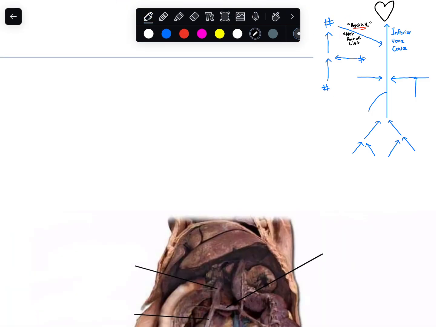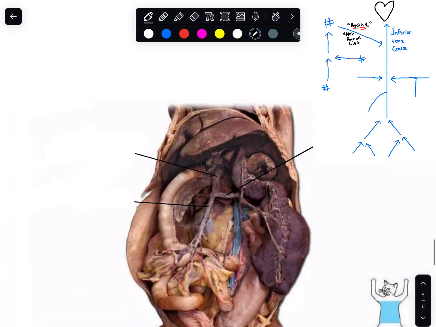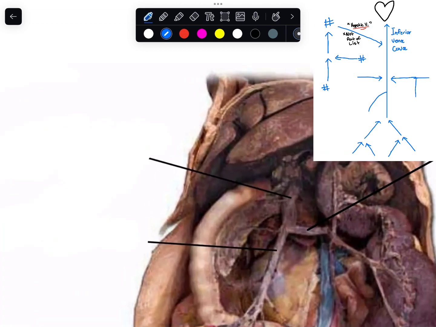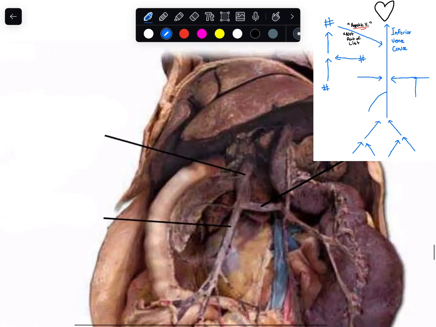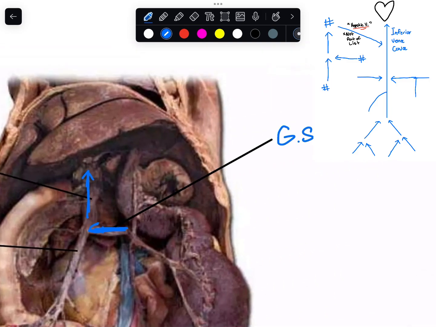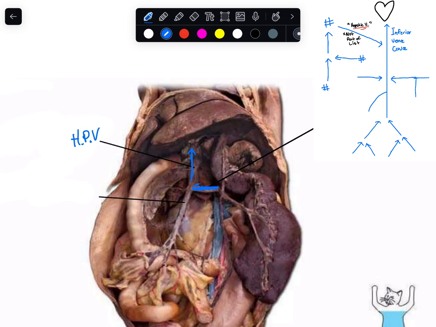Okay. Now going over the hepatic portal vein, the landmark that she wants us to know is the hepatic portal vein. This is also part of the inferior vena cava stuff, the veins. So anyways, the hepatic portal vein is this one. That's the hepatic portal vein. And then branching off that, this one right here, is called the gastrosplenic vein. And then the one in the bottom is called the superior mesenteric vein.